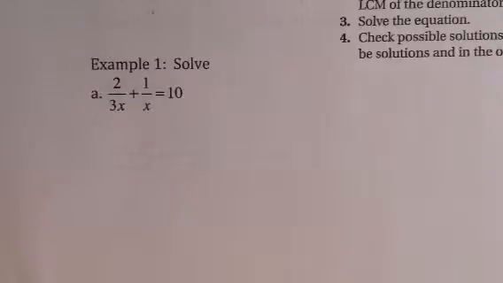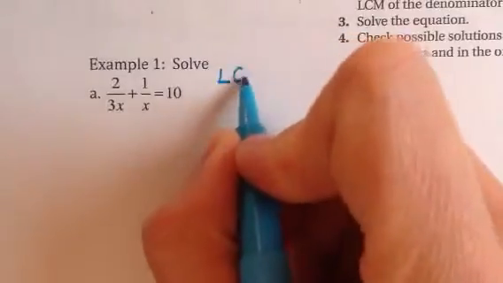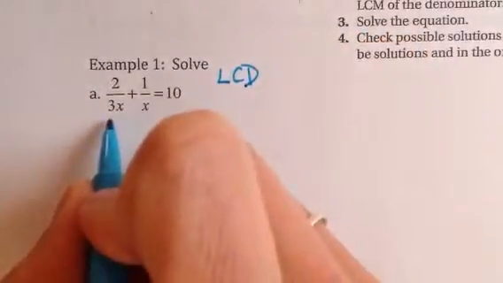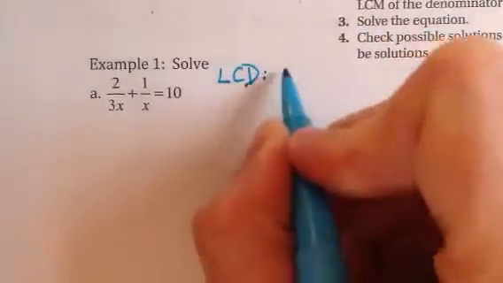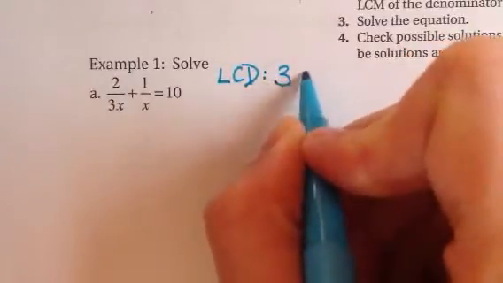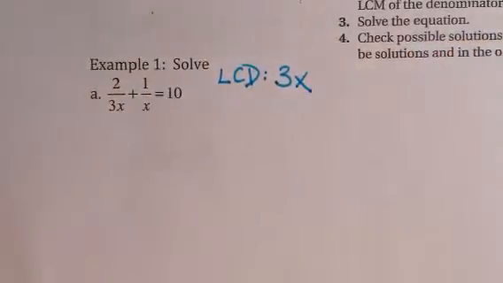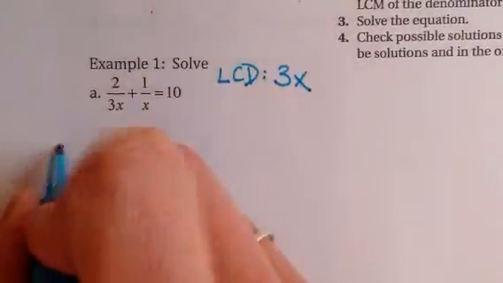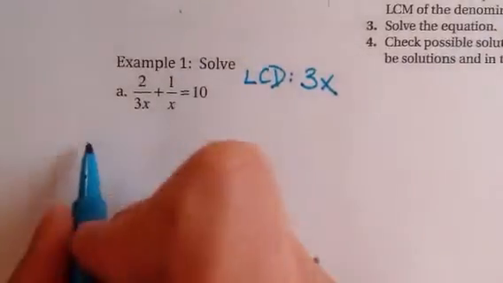So in lesson 6.5, we're going to solve our rational equations now. Just like we did in our previous lessons, we need to find the LCD. Here we have 3x and we have x. The greatest number of times 3 occurs is once, and the greatest number of times x occurs is once. So we're going to multiply both of our terms by 3x.